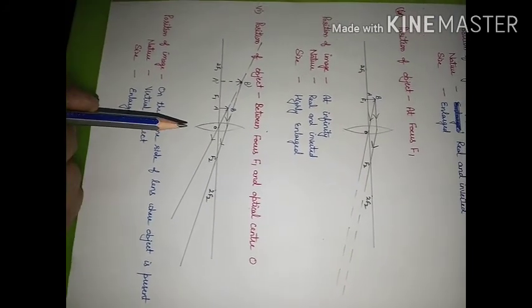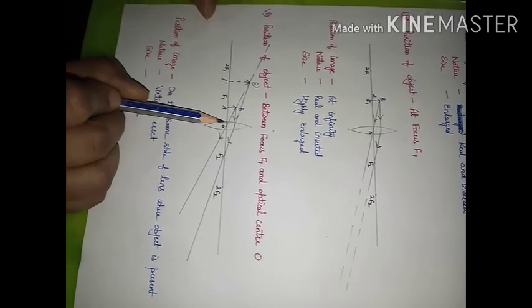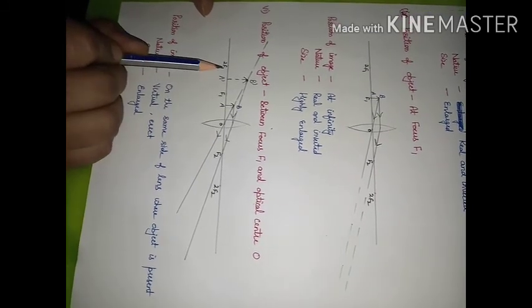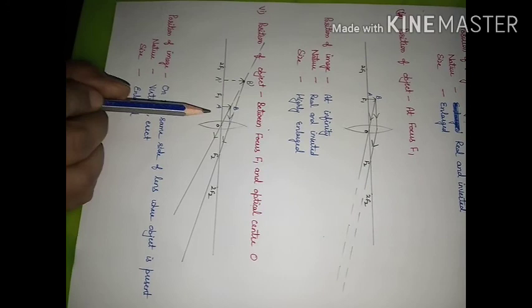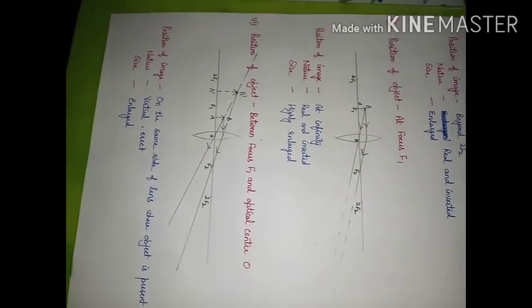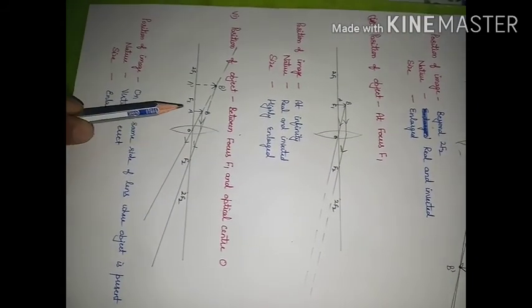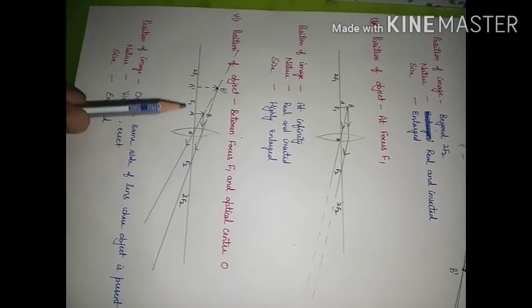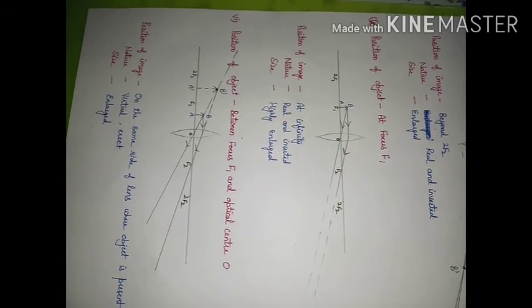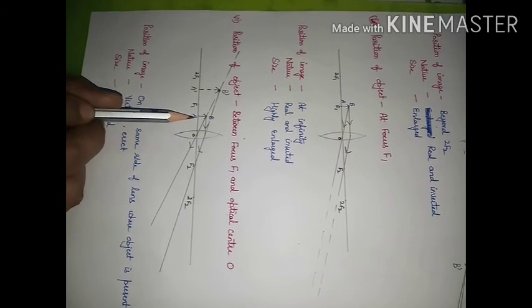So when the object is kept between O and F, the image formation will be virtual and erect. The image will be formed on the same side where you have kept the object. In all these 5 cases, the image was this side, the object was this side. This is the case only where the image and object both are going to be on the same side, and the size of the image will be greater than the size of the object.